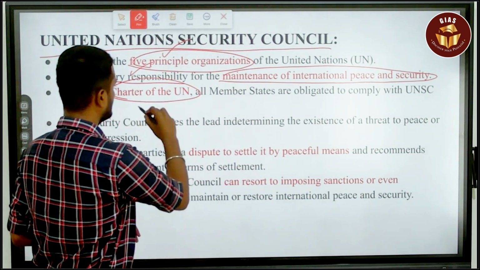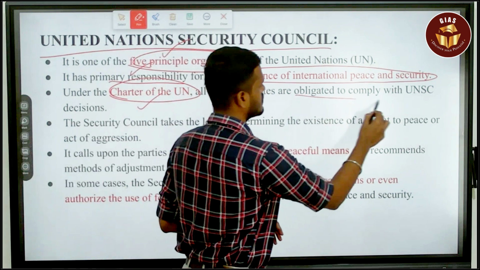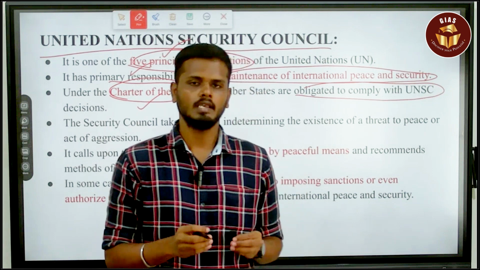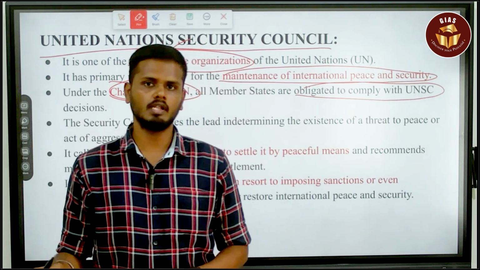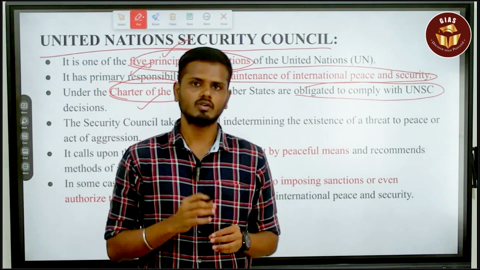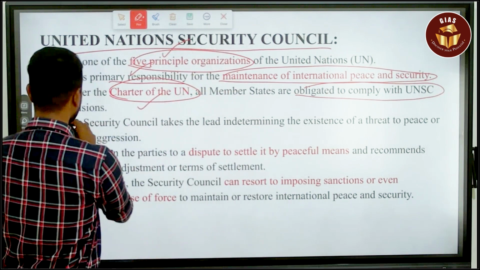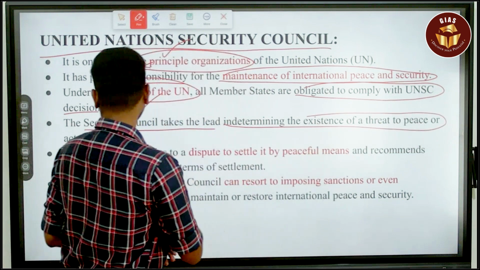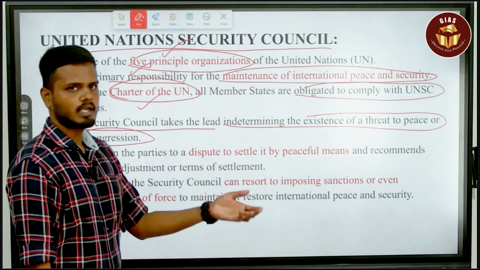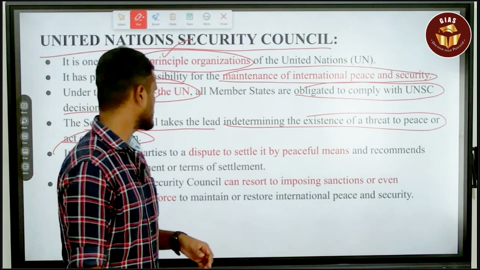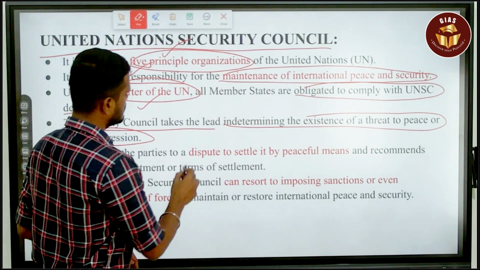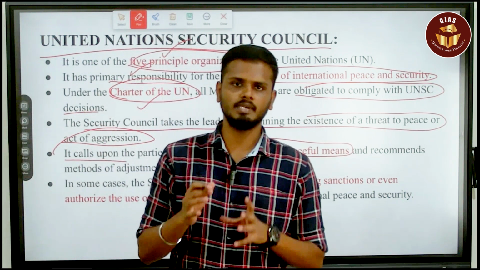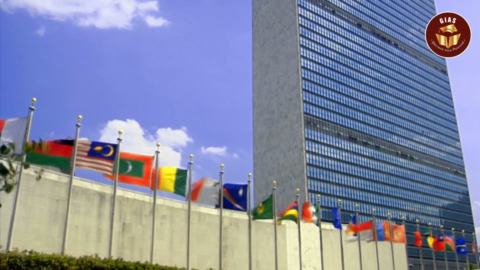Under the Charter of the UN, all the member states are obligated to comply with the UNSC's decisions. If any decision is taken by the UNSC to maintain peace and security, every member country is obligated to follow it. The Security Council takes the lead in determining the existence of a threat to peace or an act of aggression, and it can take action against it. It calls upon the parties to settle disputes by peaceful means. The main duty is to maintain peace and security among the member countries.